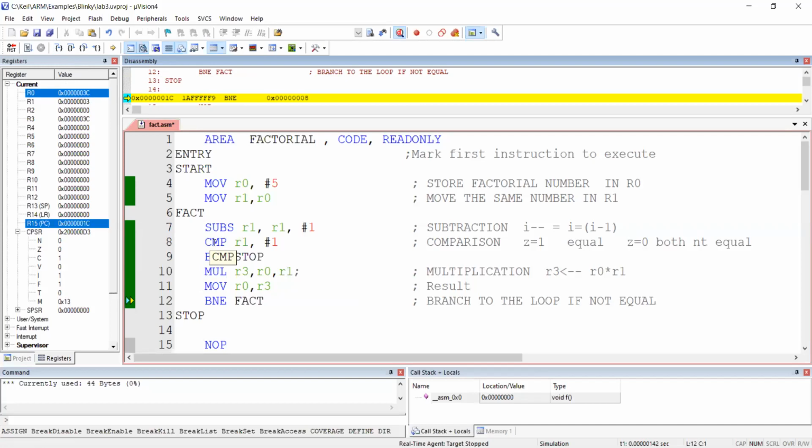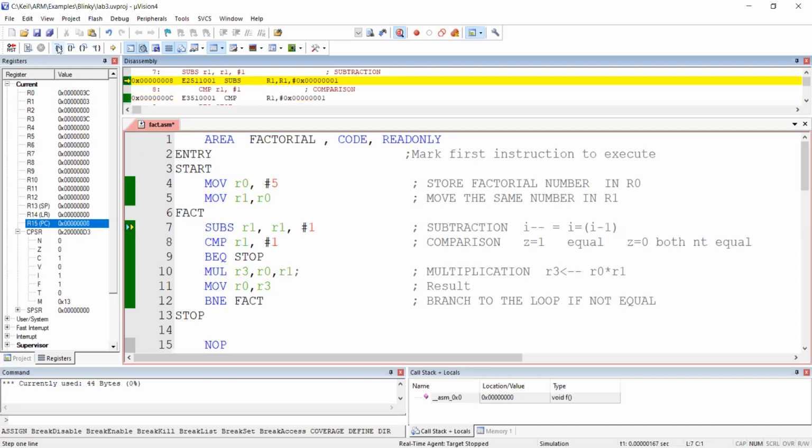Previous comparison answer? Not equal. So is the 12th condition followed or not followed? The 12th line comparison, followed. So where should it go to? Fact line. That's the 7th line. Okay, so let's see whether the program counter entered the 7th line. Yes.